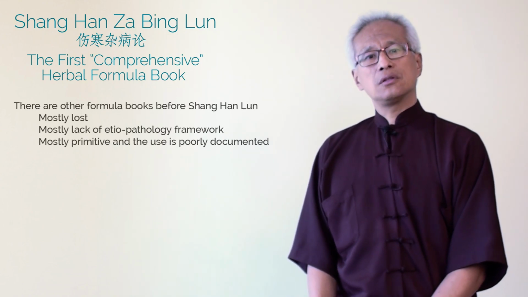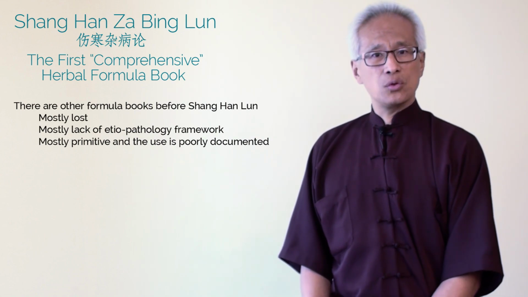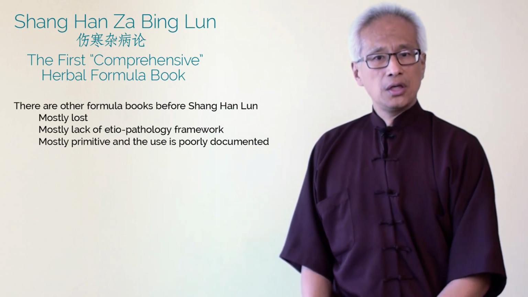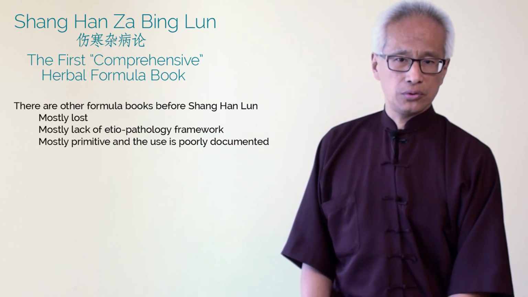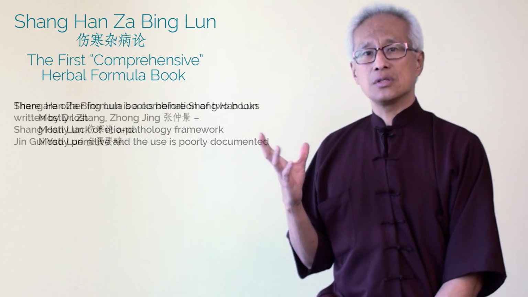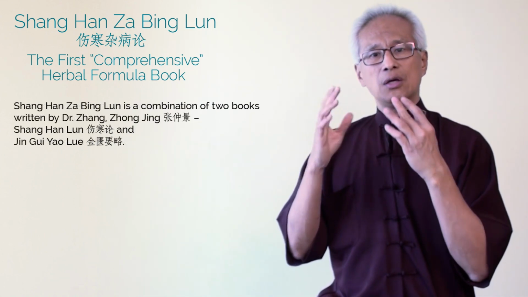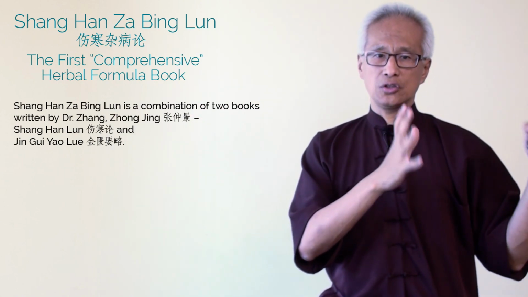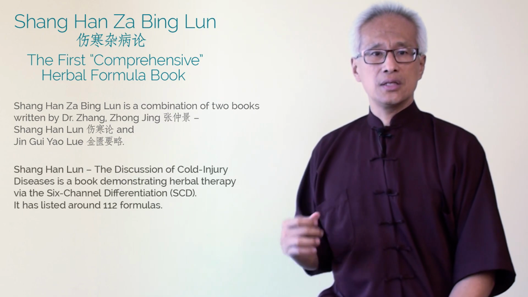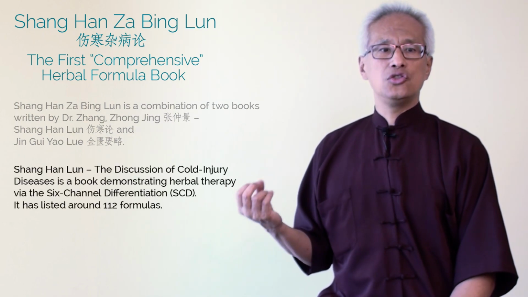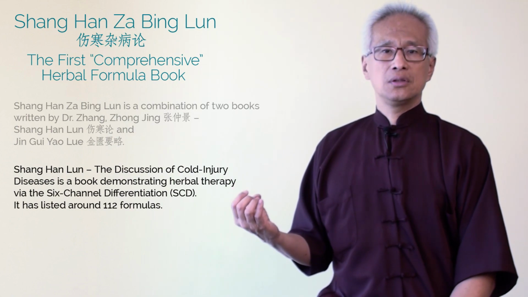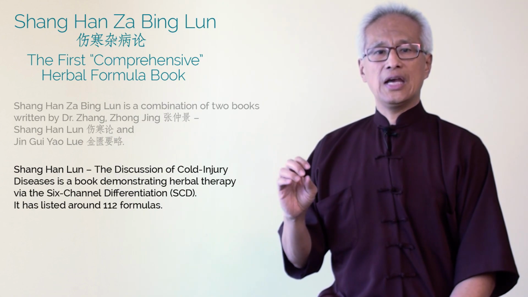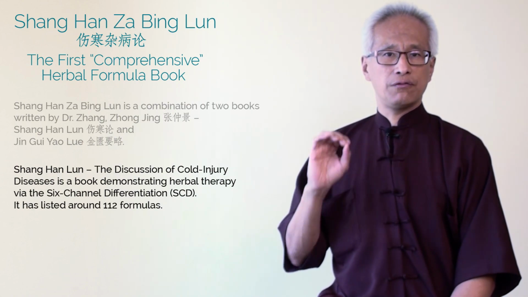So there are other formula books before Shanghan Lun, again, mostly lost, mostly lacking an etiopathology framework, and mostly primitive, and the use is poorly documented. Shanghan Zabing Lun is a combination of two books written by Dr. Zhang Zhongjing. One is Shanghan Lun itself, and the second is Jingwei Yao Lue. Now, Shanghan Lun is the discussion of cold injury diseases, and it's a book demonstrating herbal therapy via the six-channel differentiation, and it has listed around 112 formulas.